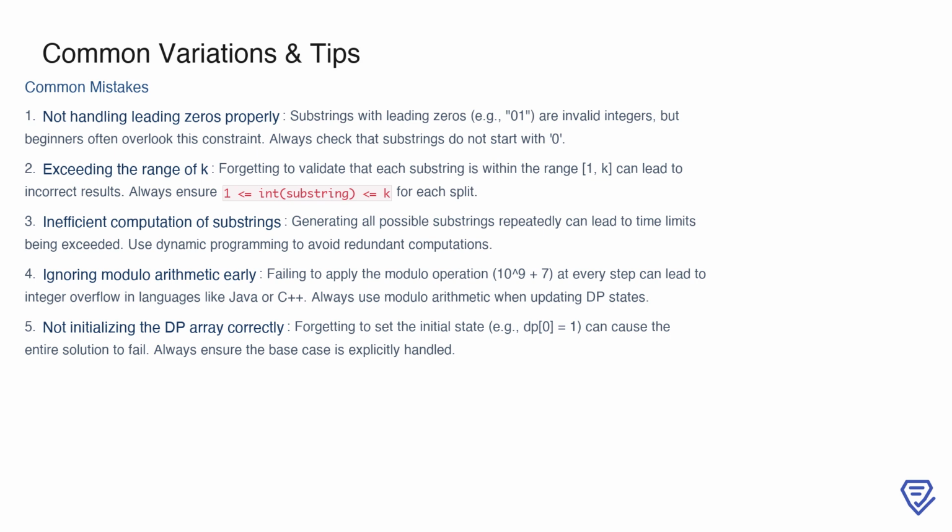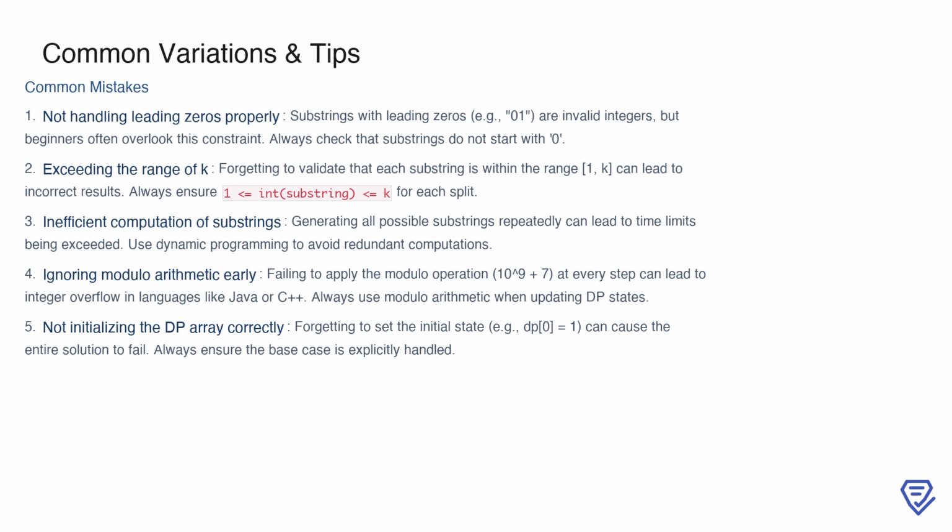Another frequent issue is inefficient computation of substrings. Generating all possible substrings repeatedly can be very costly and may lead to exceeding time limits. Instead, leverage dynamic programming to avoid redundant calculations. Additionally, modulo arithmetic is often overlooked. Since the results can grow very large, especially in languages like Java or C++, make sure to apply the modulo operation at every step to prevent integer overflow.